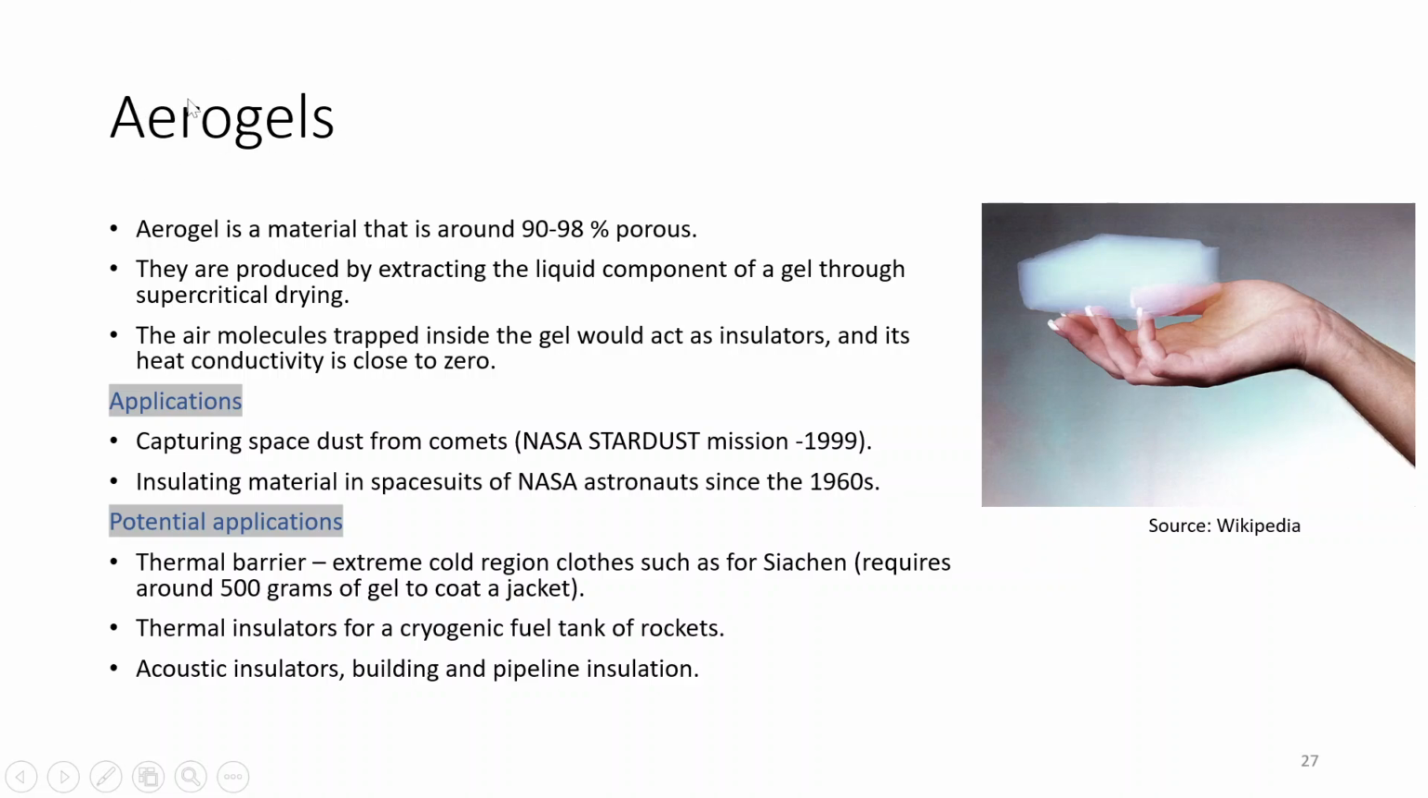Next category is aerogels. Aerogels are materials that have around 90 to 98% porosity, and they are produced by extracting the liquid component of a gel through supercritical drying. The air molecules trapped inside the gel act as insulators, and its heat conductivity is close to zero. Their applications are in capturing space dust from comets and insulating materials in space suits of NASA astronauts since the 1960s.